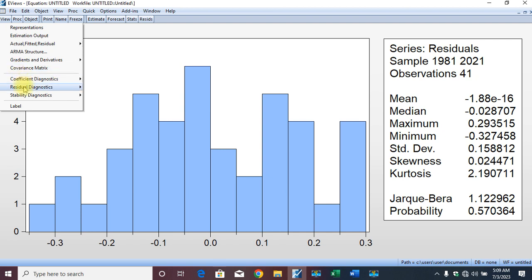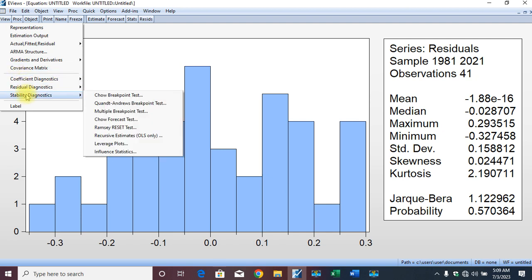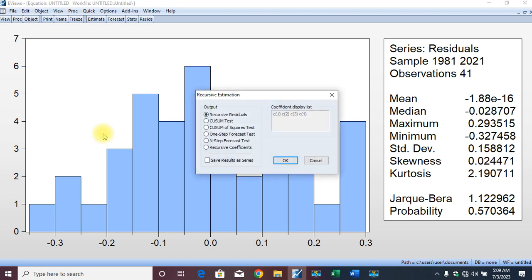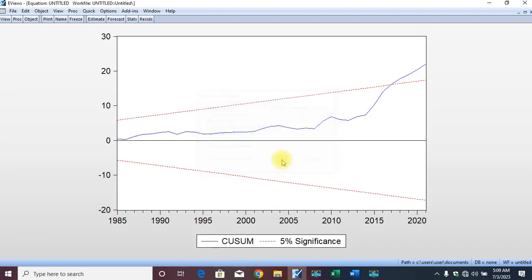So if you go to residual diagnostics again, stability diagnostics again, you maneuver to recursive estimates, OLS only. You click CUSUM. If you click OK, you are exposed to CUSUM. This is how CUSUM looks like.